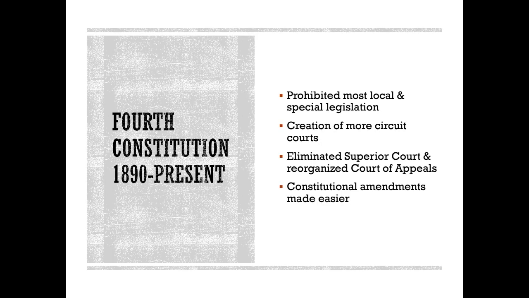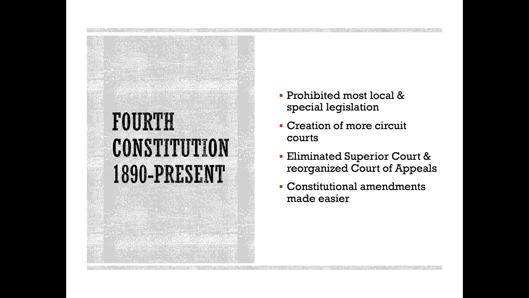Okay. So, moving on to our fourth and final Constitution. Our last Constitution was created in 1890. And by this time, constitutional changes were considered pretty necessary. So this Constitution prohibited most of the special local legislation that they had been passing before. It made sure that they could create more circuit courts. It eliminated the Superior Court and reorganized the Court of Appeals. And then it made constitutional amendments easier, so they didn't have to rewrite the entire Constitution just to make changes.